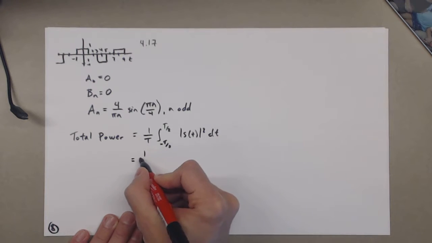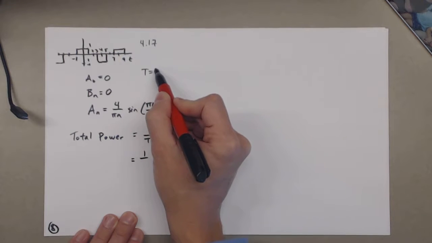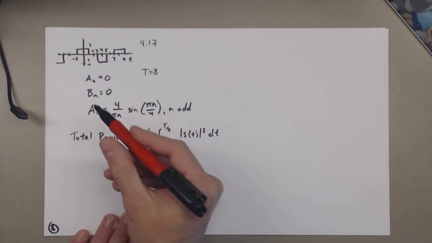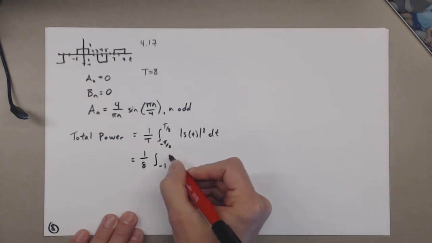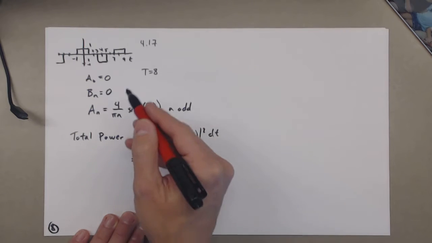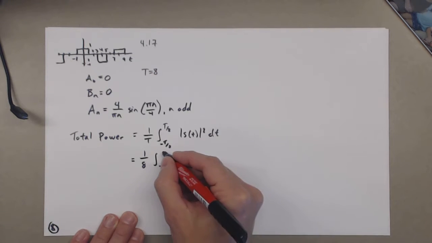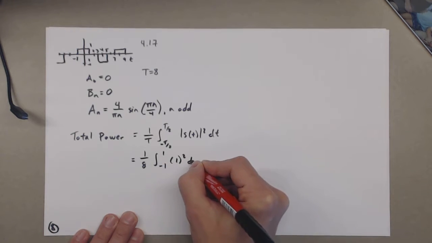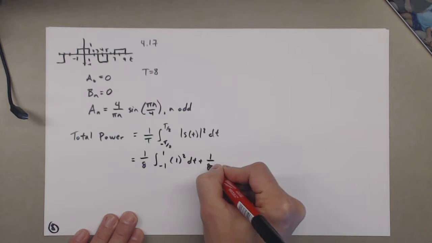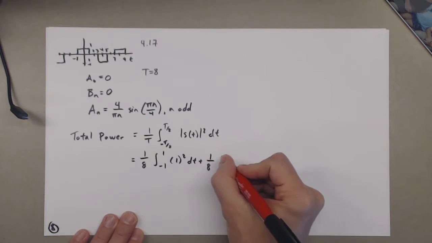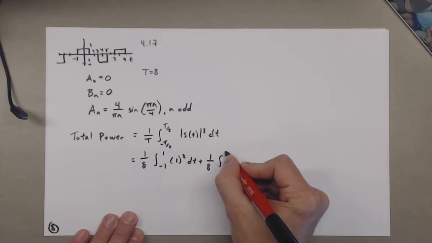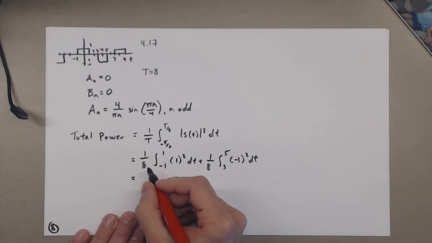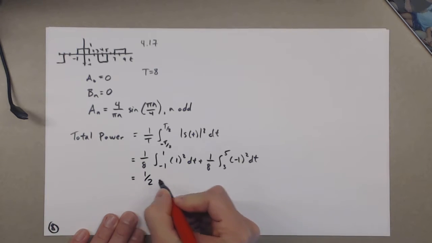So in this case we have a period of 8, so 1 over 8, and instead of going minus T over 2 to T over 2, we can take any period, so we'll go minus 1 to 9, I'm sorry, minus 1 to 7. So we integrate from minus 1 to 1, and the signal is 1 squared dt plus the other piece of the signal that's non-zero is from 3 to 5. And we have minus 1 squared dt. Those are pretty easy integrals. We end up with 2/8 plus 2/8, or a half.